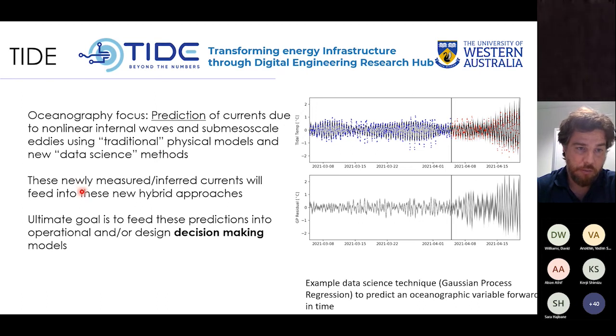So the goal is to take the outputs from those two other projects, the SWOT and Sentinel-2 type currents, and feed them into these new hybrid approaches, combining physics with data science methods. The ultimate goal in TIDE is to use these predictions to make informed decisions around operations and/or design in the offshore environment.